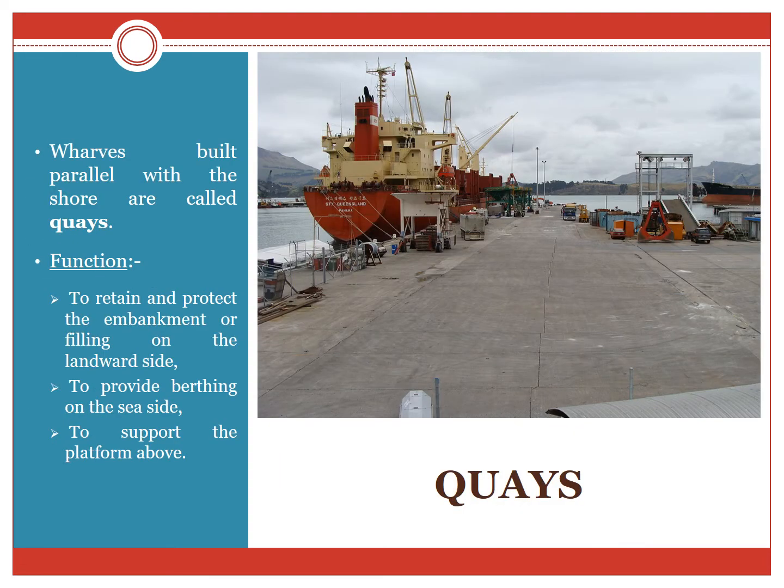Next, we move across to quays. Now, there is a very slight difference between a quay and a wharf. A wharf that is built parallel to the shore is known as a quay. Now, what are their functions? It is to retain and protect the embankment or the filling on the landward side, to protect berthing on the sea side, and to support the platform above.